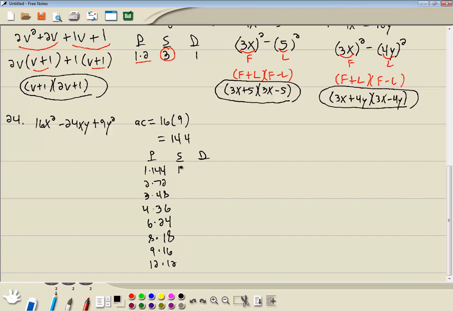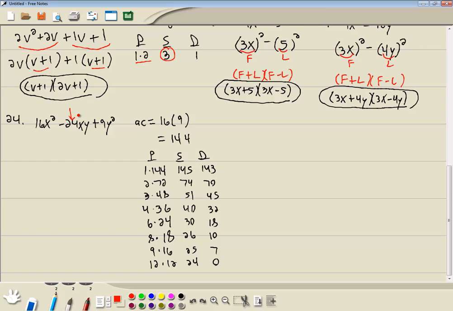Okay, add them. We got 145, 74, 51, 40, 30, 26, 25, 24. Subtract them. 144 minus 1 is 143. 72 minus 2 is 70. 48 minus 3 is 45. 32, 18, 10, 7, and 0.